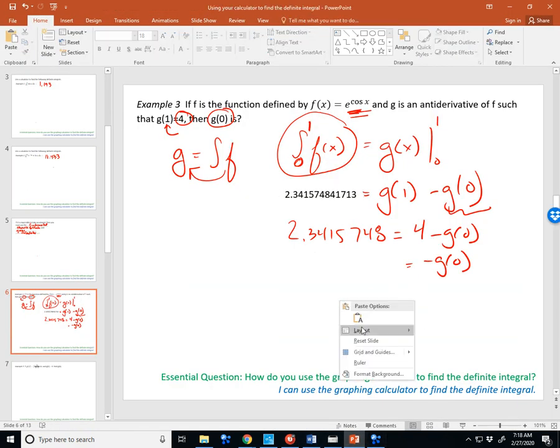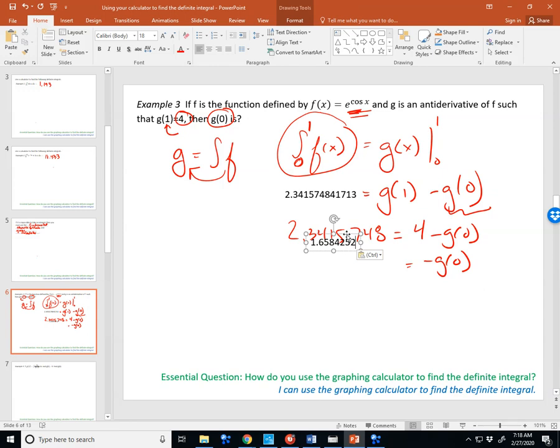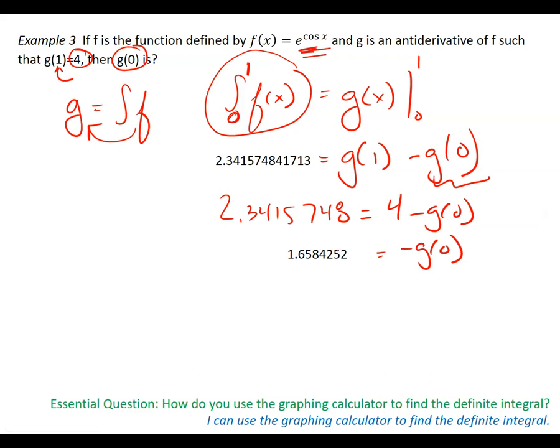Go back. Because I got a negative in front of the G of 0. So coming out of the calculator it was negative of that, right? I gotta divide that over. So now I can go to 3 decimal places. So 1.658.